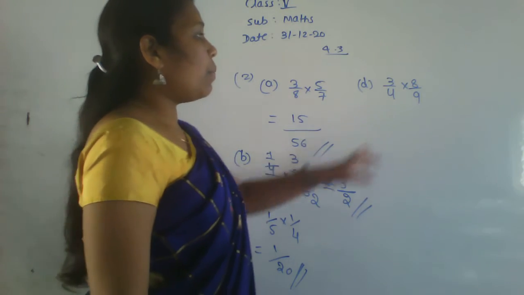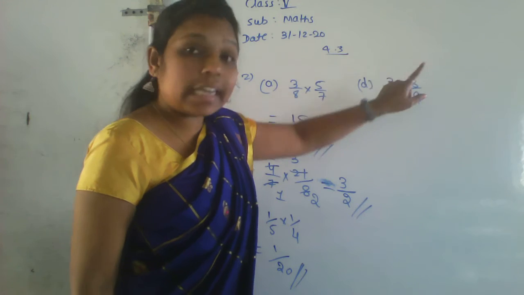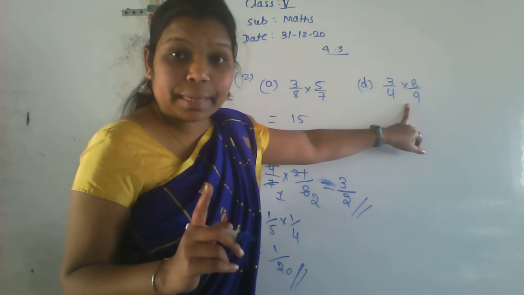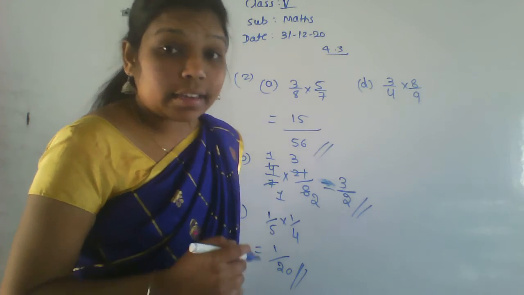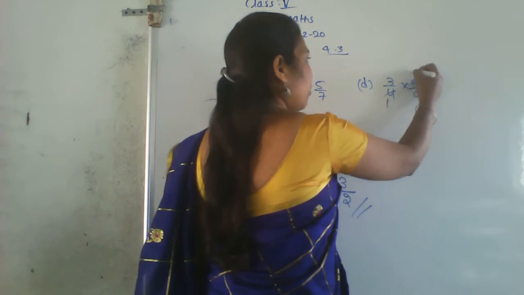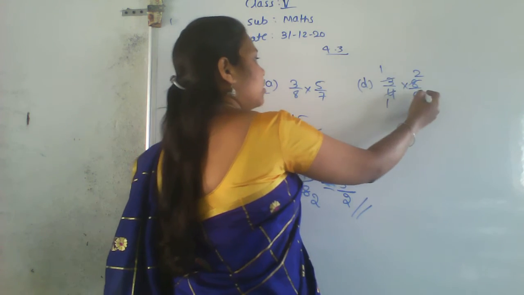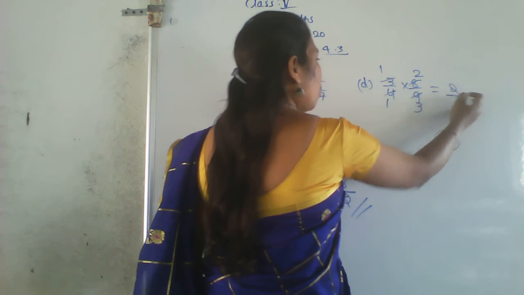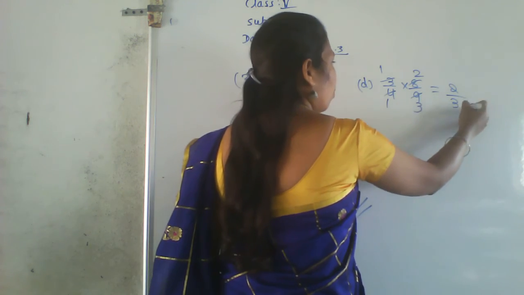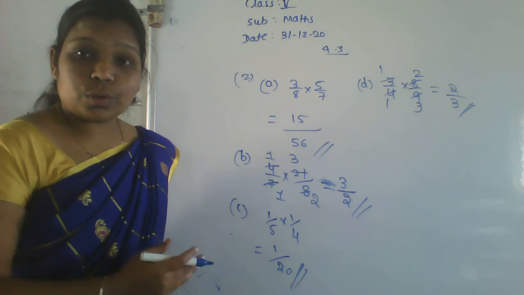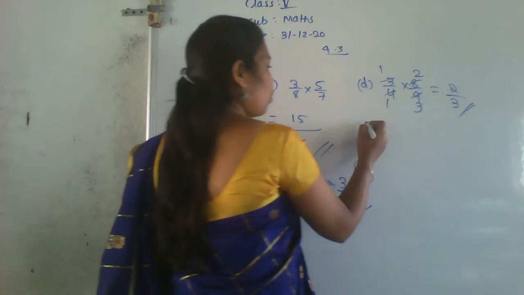Observe properly. 4 and 8 are in the same table, and 3 and 9 are in the same table, right? So we can cancel here. That is 4 ones are 4, 4 twos are 8, 3 ones are 3, 3 threes are 9. 1 into 2 is 2, 1 into 3 is 3. What is the answer? 2 by 3 is the answer. Let's go for the next one.